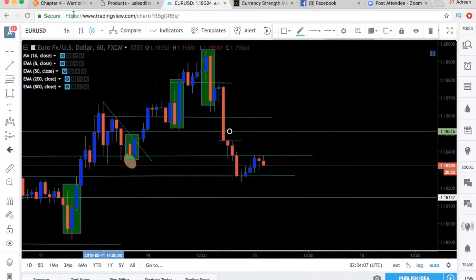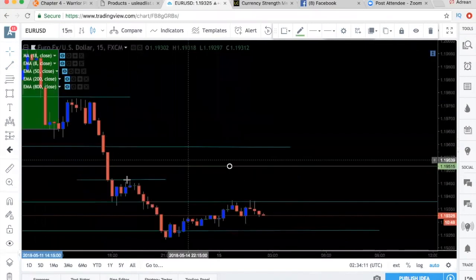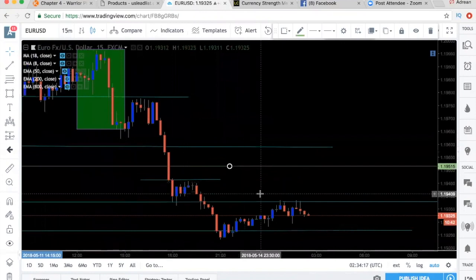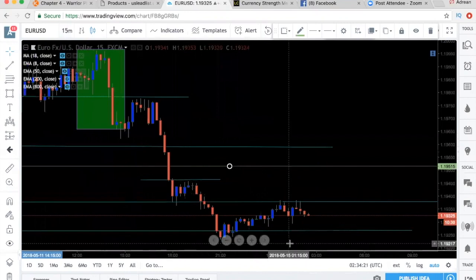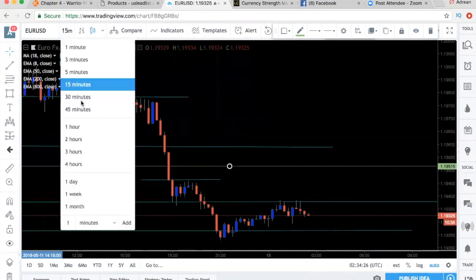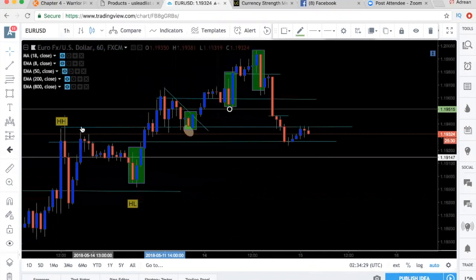So that area right there. We go to the 15-minute. What do we have? Pullback. That was the same little area that I just marked up. Versus on the 1 hour, you didn't see that. So that's why we go to those lower time frames.